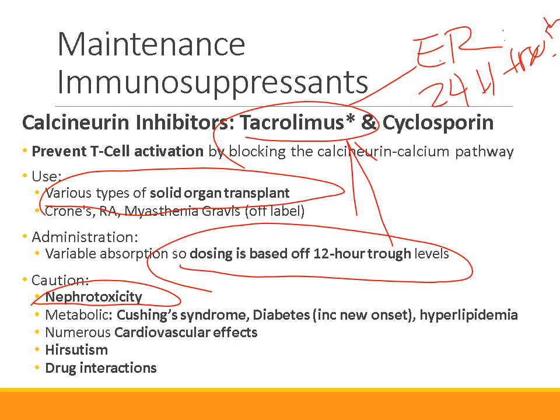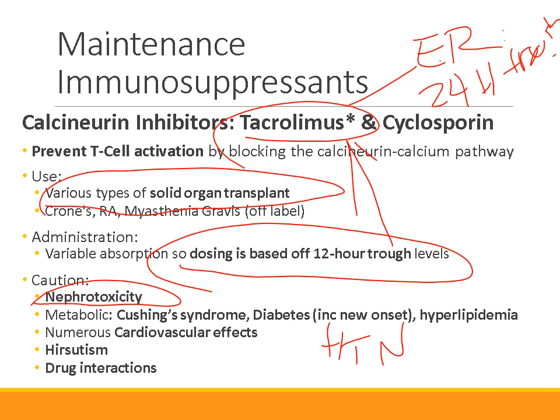There are some metabolic adverse drug effects. We can see Cushing's syndrome, diabetes, and this includes new onset diabetes. So it's not just a worsening of diabetes in diabetic patients. We can actually see patients who have never had any pancreatic problems develop diabetes. Hyperlipidemia as well. There are also various cardiovascular effects, again including hypertension, hirsutism, which is hair growing in places where it typically does not grow, and then various drug interactions as well.